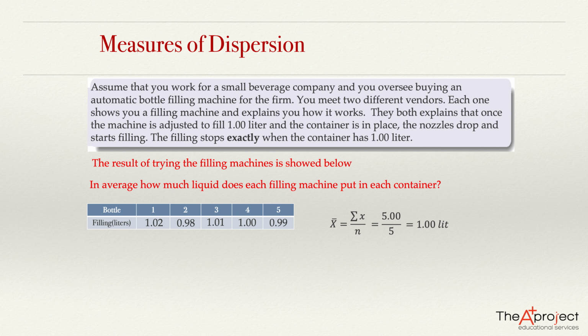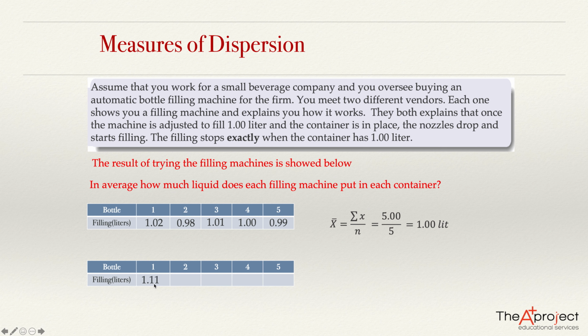So let's use 5 bottles. Let's see now the other machine working with 5 bottles. In the first bottle, the machine put 1.11 liters. In the second bottle, the machine put 1 liter, or at least close to 1 liter, to 2 decimals. In the third bottle, the machine put 0.95 liters. In the fourth bottle, the machine put 0.89, and finally, in the last bottle, the machine put 1.05.